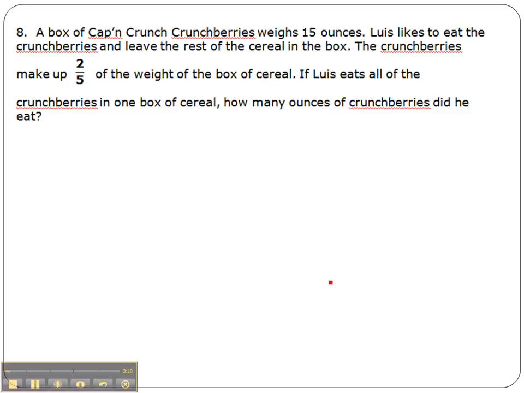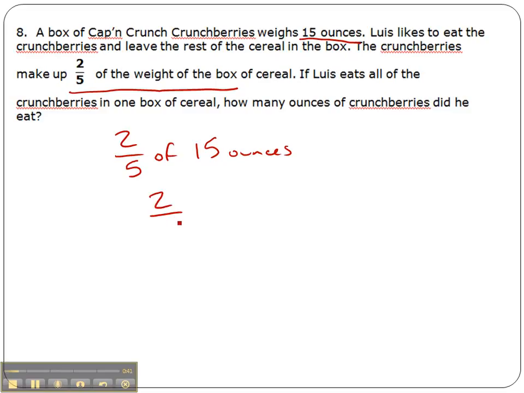So the key here is this part of the word problem. It says the Crunch Berries make up 2/5 of the weight of the box of cereal. So 2/5 of the weight of the box was given here, 2/5 of 15 ounces. Remember, of is, if we're taking a fraction of something, it's that fraction multiplied by the amount. 2/5 of 15 is 2/5 times 15.